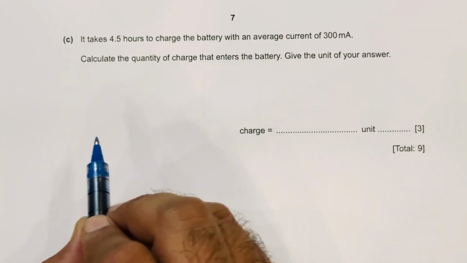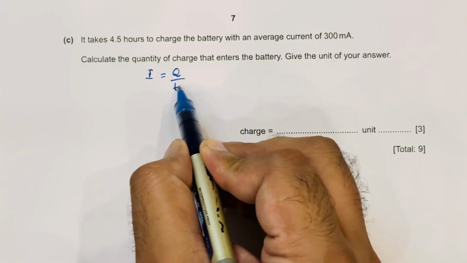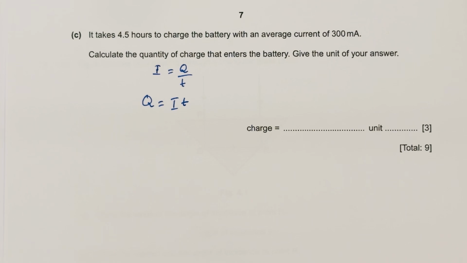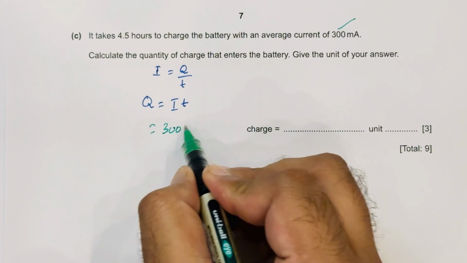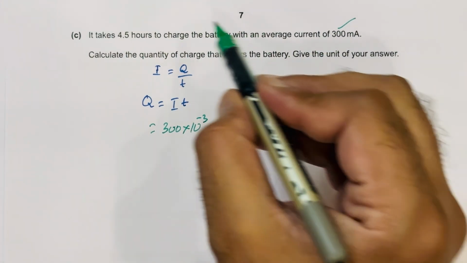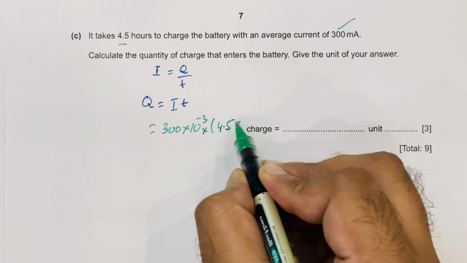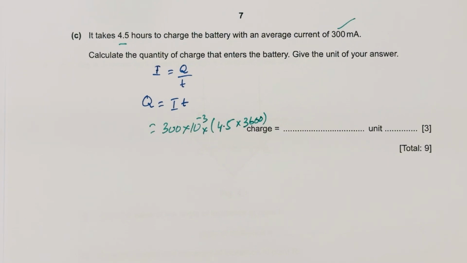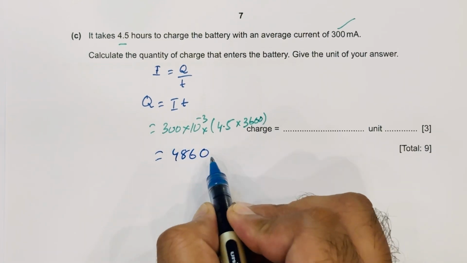So we know that the formula for calculating the current is I equals Q by T, but we need to calculate the charge, and charge Q is equal to IT. The value of current is given, that is 300 milliampere. We're going to convert it into ampere, 300 into 10 to the power minus 3, and the time is given, that is 4.5, so we're going to multiply with the time, but it is in hours, so we're going to convert it into seconds by multiplying by 3600. After multiplying, we get the answer, that is equal to 4860 coulomb.